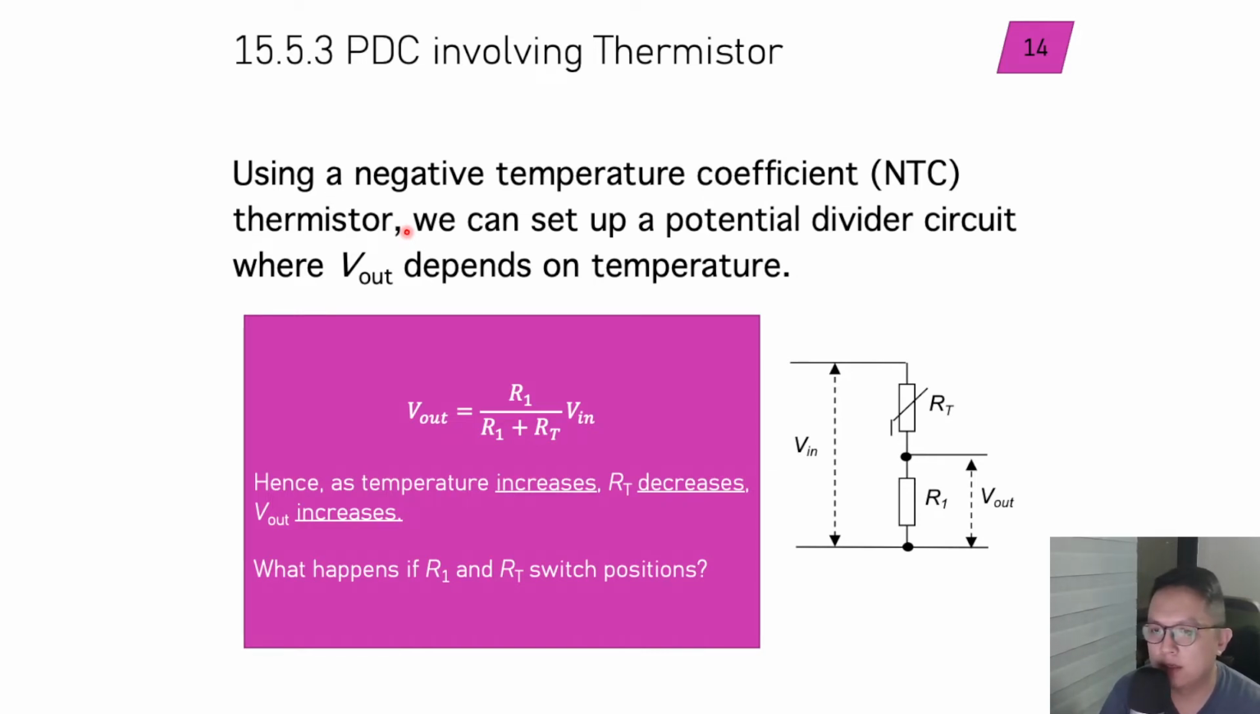We are using a negative temperature coefficient thermistor here. So we can set up this PD circuit as well. What's a negative temperature coefficient thermistor, NTC thermistor? It means that when the temperature of the thermistor increases, the resistance of the thermistor will decrease. So the warmer it gets, the lower the resistance.